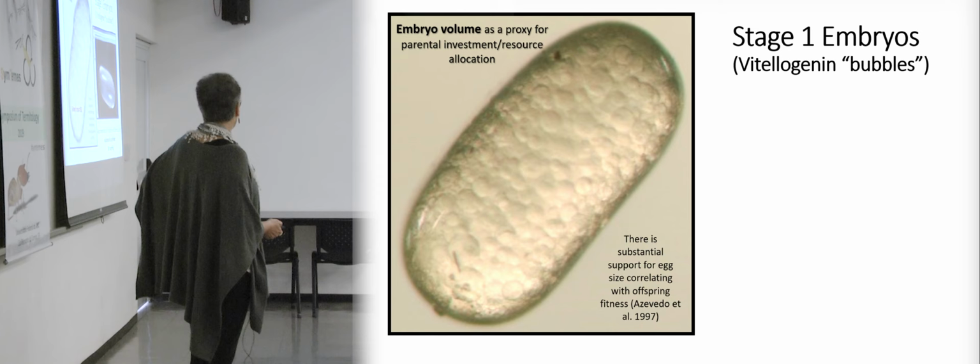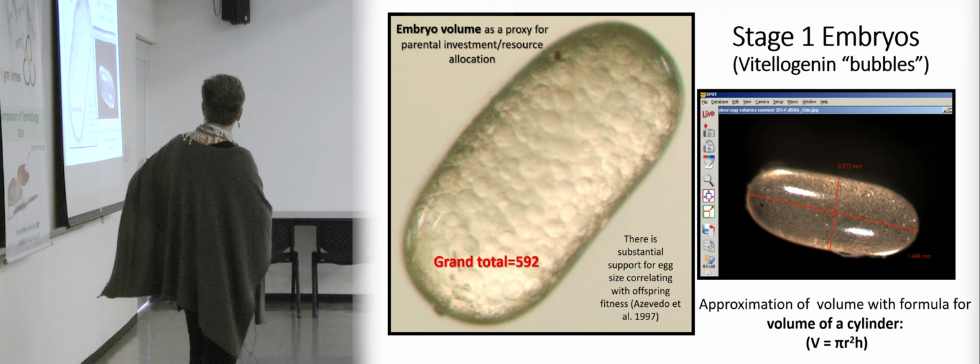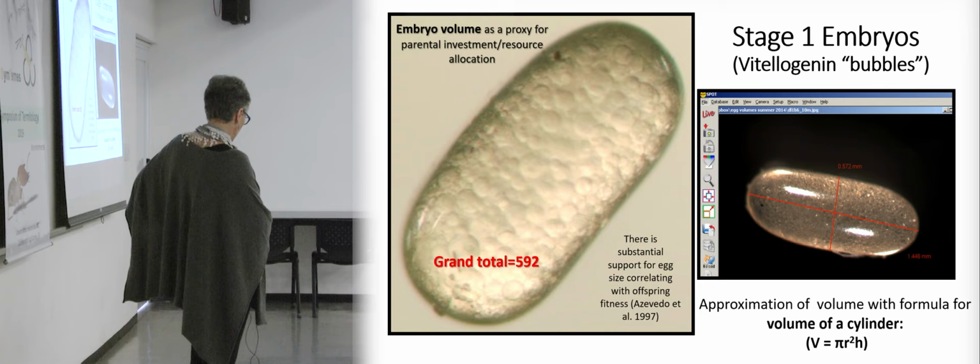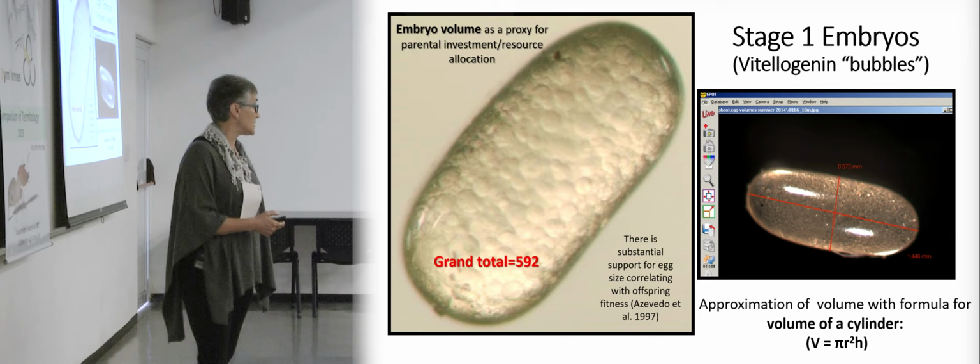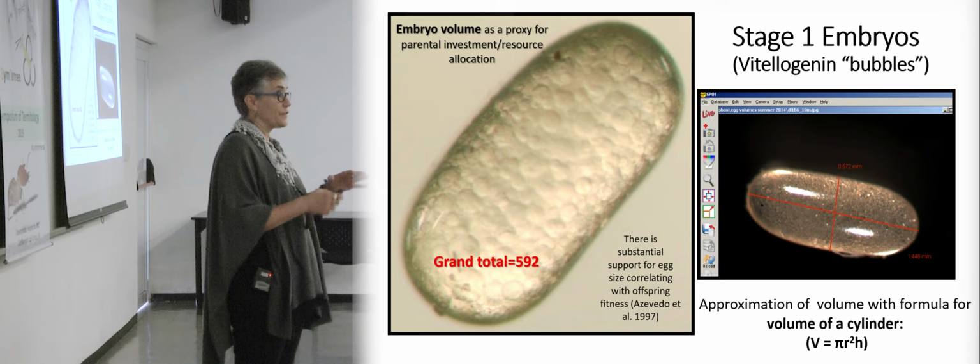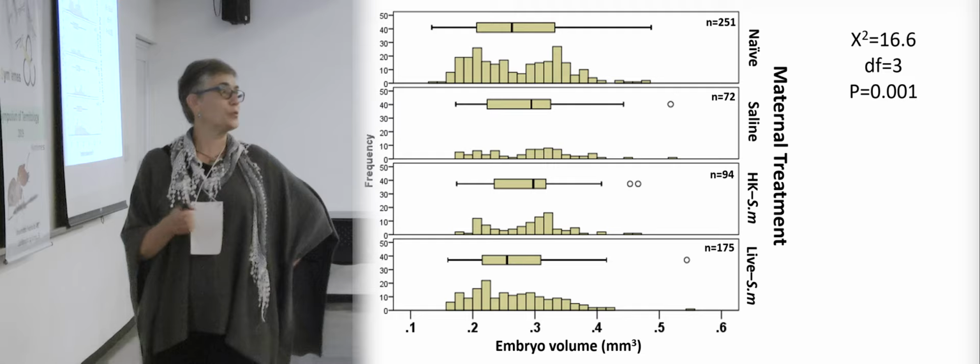So what Erin did is she took all these eggs, almost 600, and she measured their length and their width. Here you have that data. Then she approximated the eggs with the formula of a cylinder to get the volume, because remember that it's not only surface area, there's actually volume in those eggs as well. So now I'm starting to show you some data.